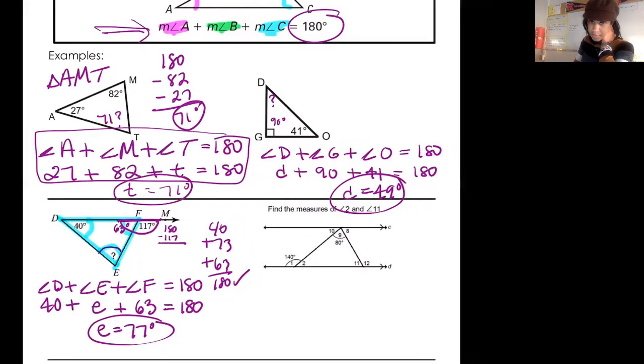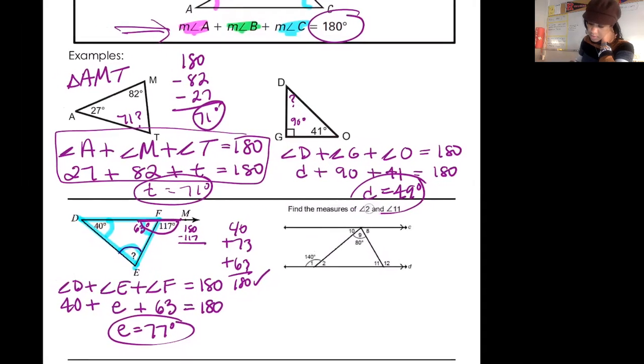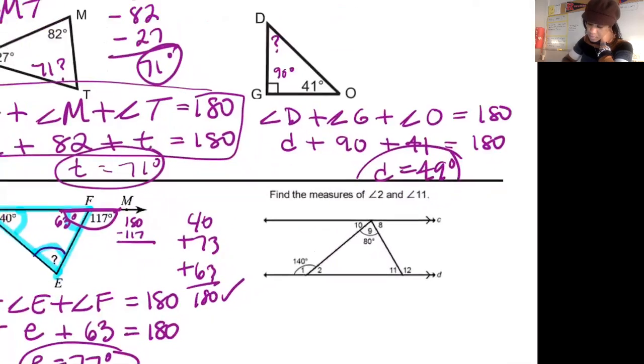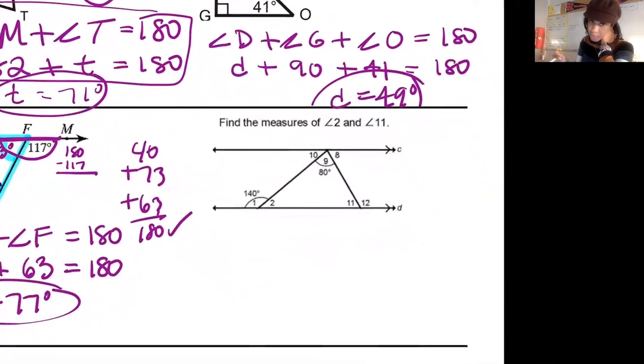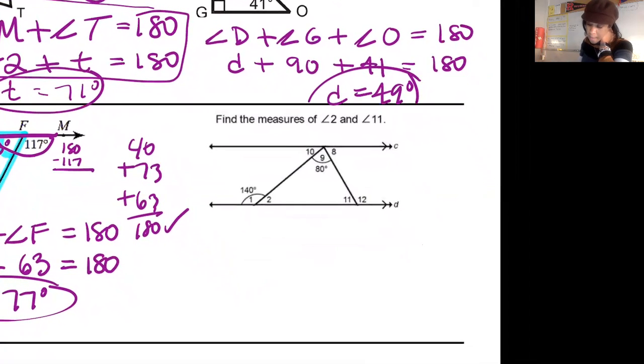This one here is even more complex. Let me erase this one. It's nothing that we don't know, but we do need to use a few steps to get to our answer. This one wants us to find the measure of angle 2 and angle 11. So I'm gonna go ahead and highlight that. Angle 2, I'm looking for that. Angle 11, I'm looking for this, okay?